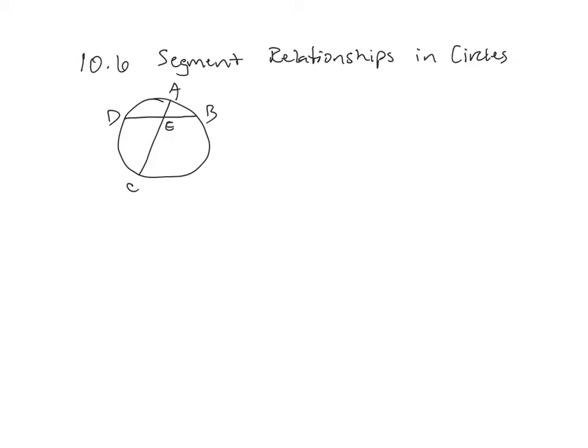When the segments cross on the inside, you're going to multiply each part together. So AE times EC will equal DE times BE. Some of them will be simple. Others will have some letters involved, so let's look at one of those.